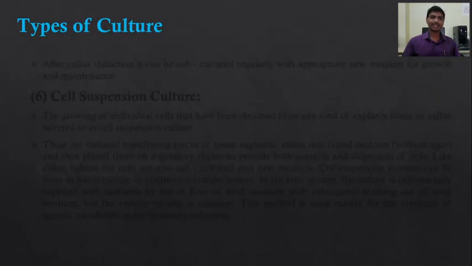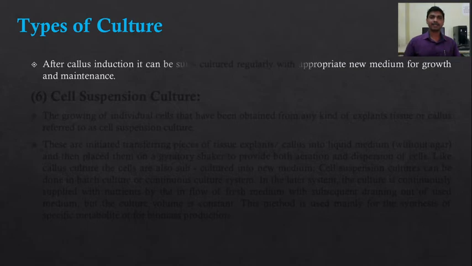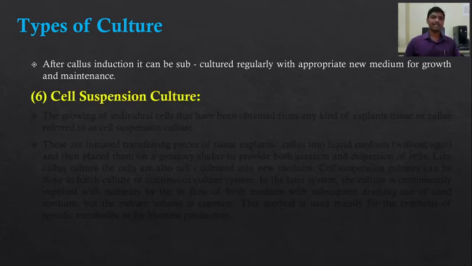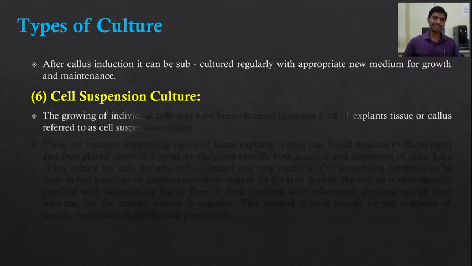After callus induction, it can be subcultured regularly with appropriate new medium for growth and maintenance. So this is about the callus culture. Next to this is the cell suspension culture. So here the cell has been suspended into the liquid medium. It is the suspension culture.